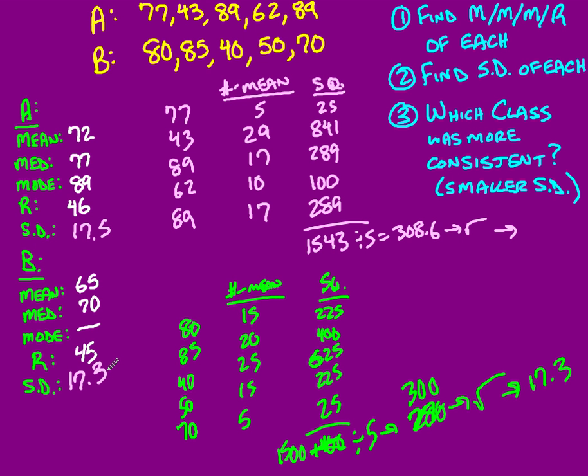So which class is more consistent? Which one has the smaller standard deviation? Definitely class B is smaller, 17.3 versus 17.5. They're pretty equally consistent, but class B is just a little bit more. A smaller standard deviation means a more consistent class.